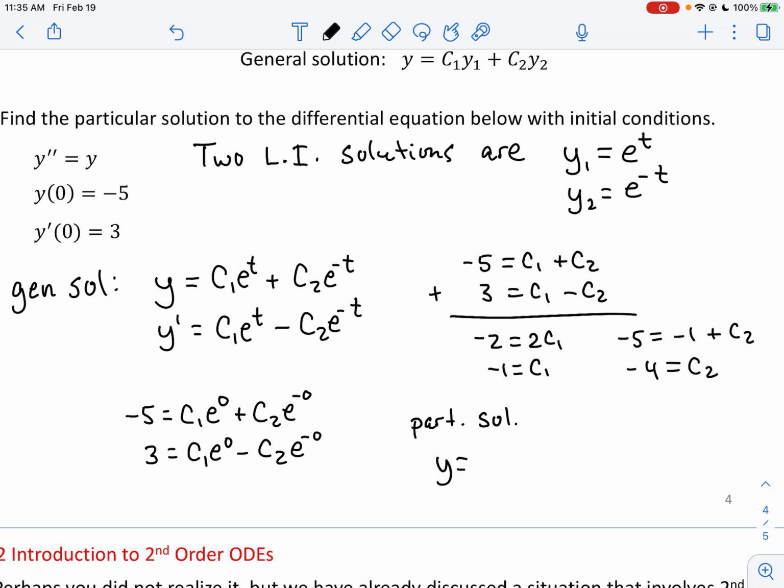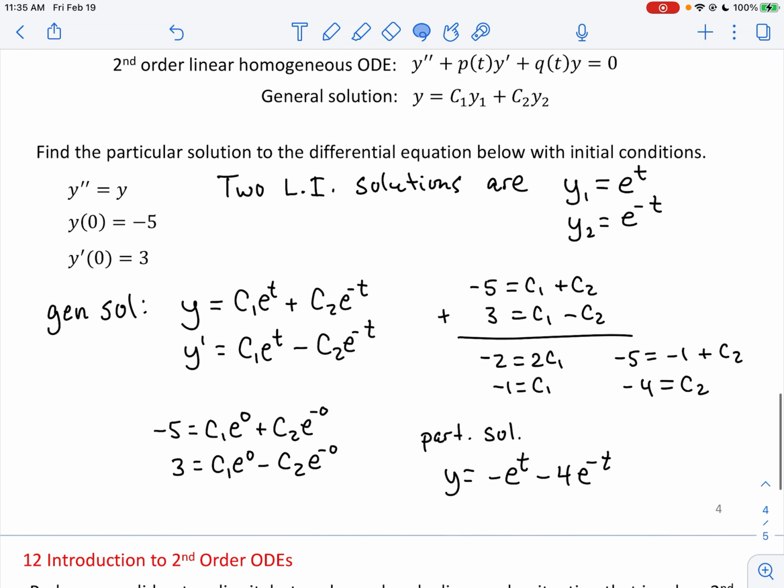The particular solution is y is equal to, and I'm just rewriting the general solution right here, but with the correct c1 and c2 in place. So c1 is negative 1, so we have negative e to the t, and then c2 is negative 4, so minus 4 e to the negative t.